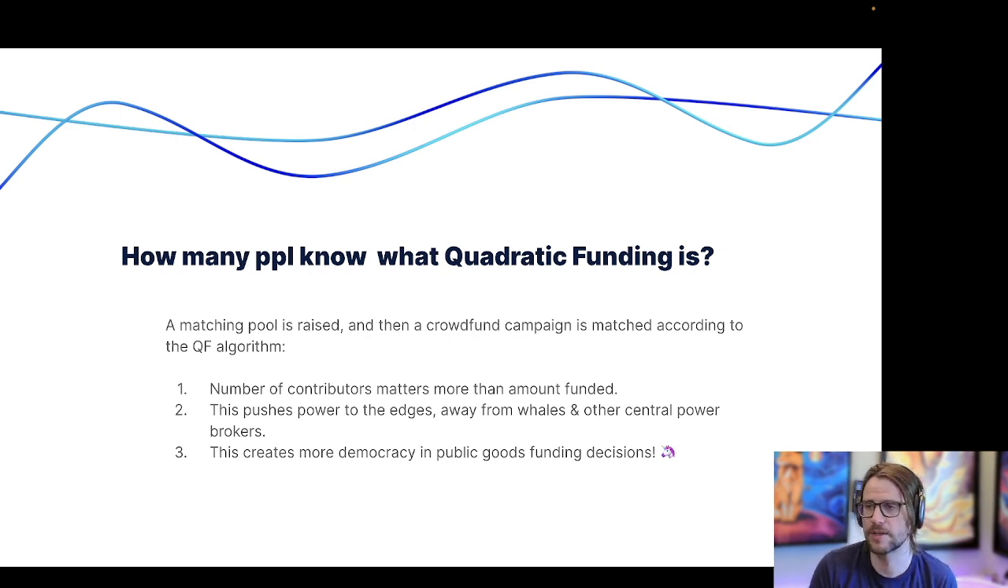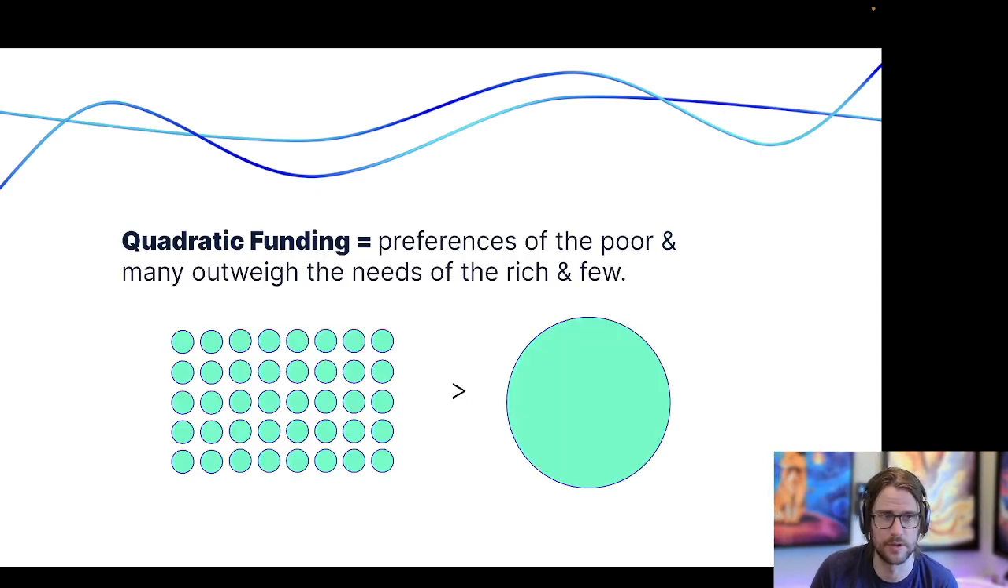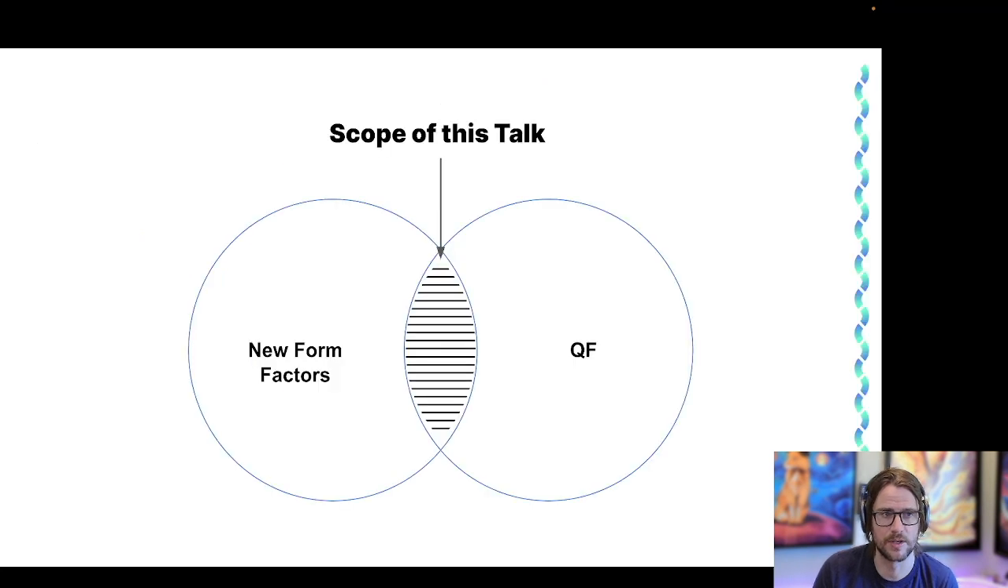So if person A raises $100 from one contributor and person B raises $100 from 100 contributors, then person B gets way more of the matching pool. So this is really powerful because it pushes power in these decentralized ecosystems away from whales and other central power brokers and to the edges, to the everyday ecosystem members, which creates more democracy in public goods funding decisions. So that's why quadratic funding is powerful, and I continue to build on top of quadratic funding because we want to build a decentralized ecosystem where the preferences of the many outweigh the needs of the rich and the few.